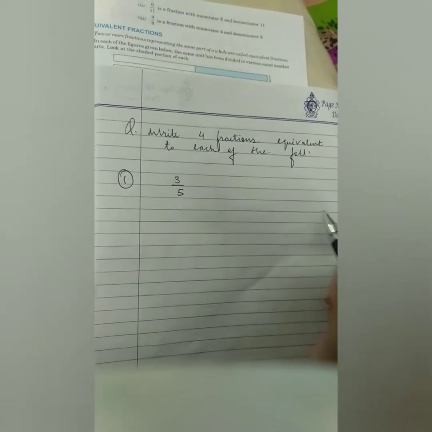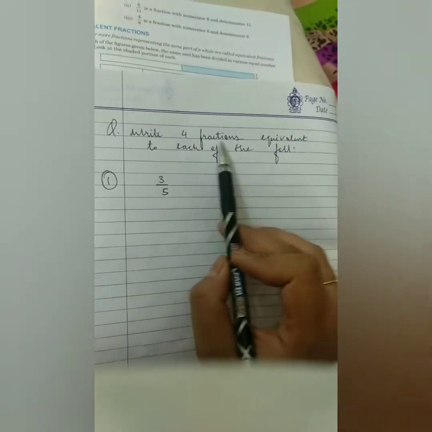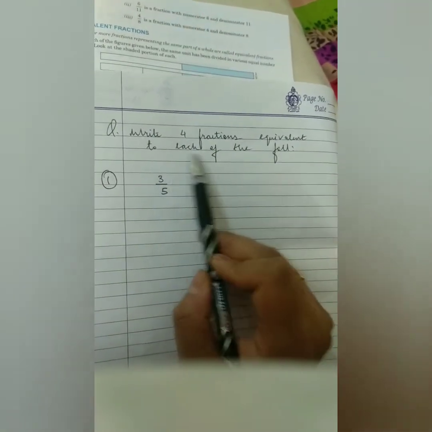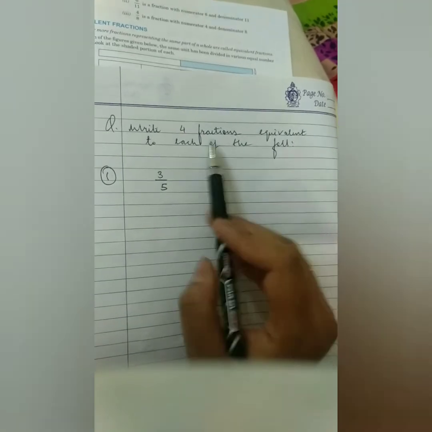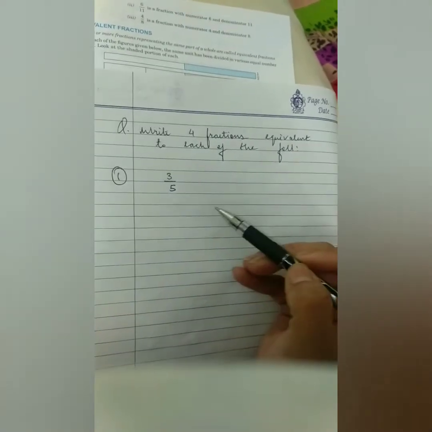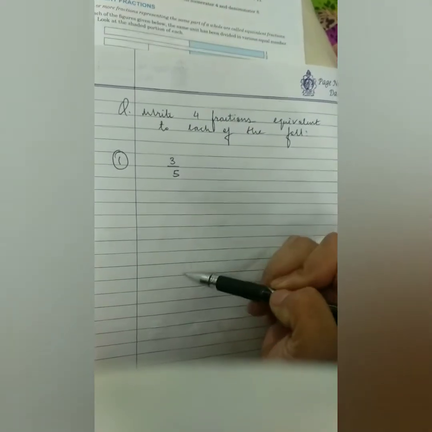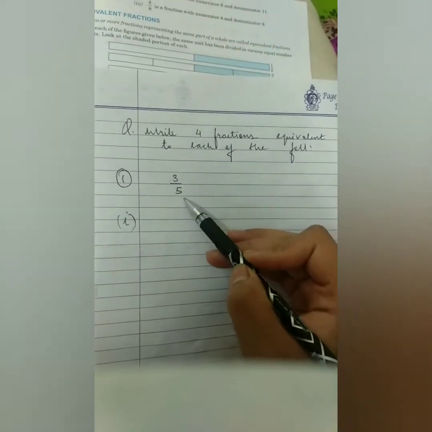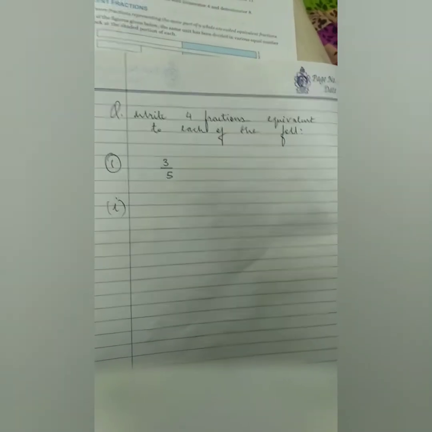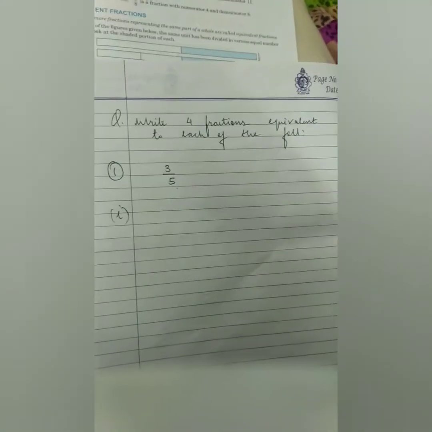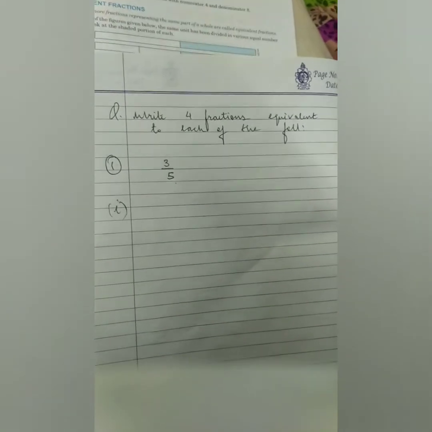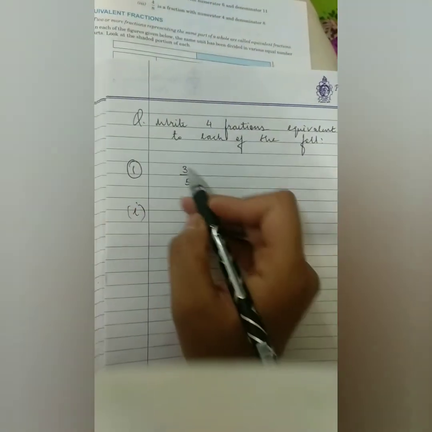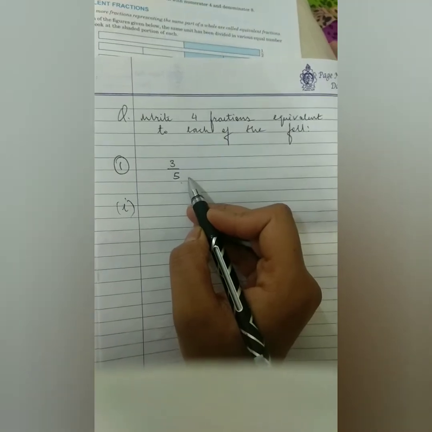Now let's see how to solve this question. They are asking you to write 4 fractions equivalent to each of the following. The first one is 3/5. That means you have to give 4 fractions, but the condition is that they should be equivalent to this. For such questions, you are going to multiply by a number, but you have to multiply it with the numerator as well as the denominator.